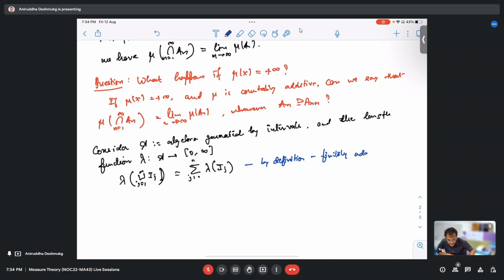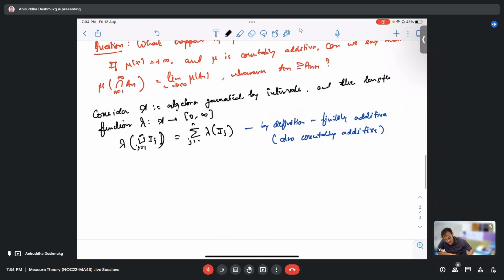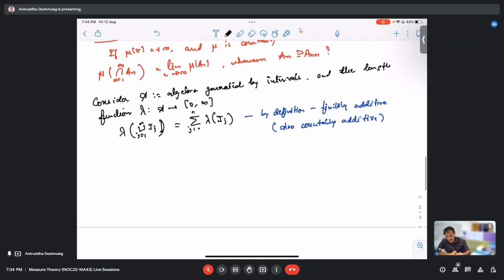Finitely additive. And in fact, one can check also countably additive. We have already sort of seen this in one of the lectures previously. But to convince yourself, you can check that this is actually countably additive.